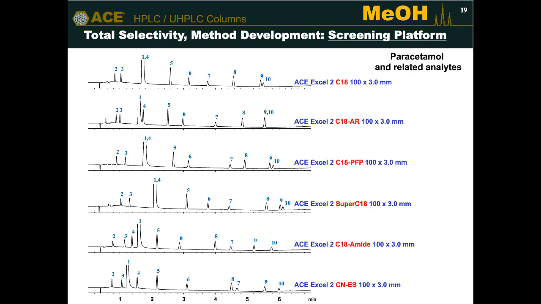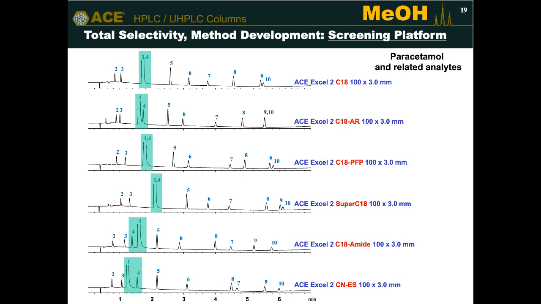If we look now at some of the chromatography, so the green boxes, you can see the parent compound, acetaminophen, peak 1, and you can see an impurity, peak 4, co-eluting with the parent on the C18. And as we move down the chromatograms with the AR, it's on the tail, co-eluting with the PFP, co-eluting with the super C18.